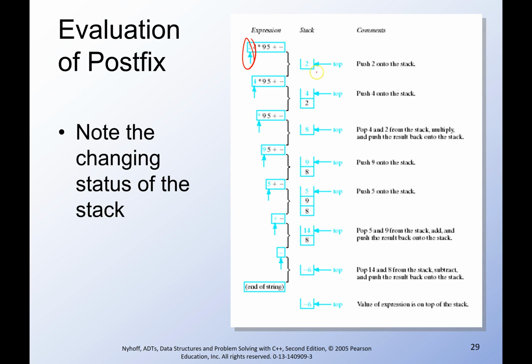So here we are with the 2. Here's our first item, and then we're going to do the 4. Okay, that goes on top. Star. Okay, we chop it down. We keep adding. So the stack will grow and shrink as we process that expression.